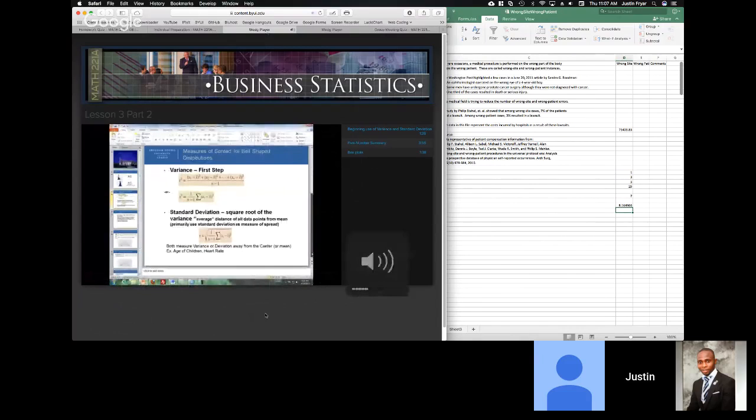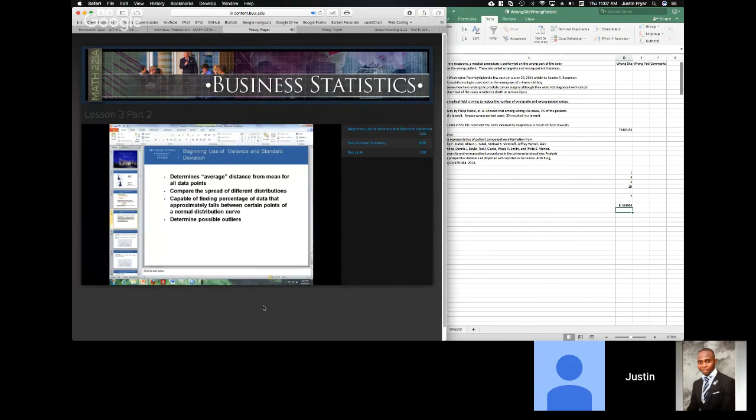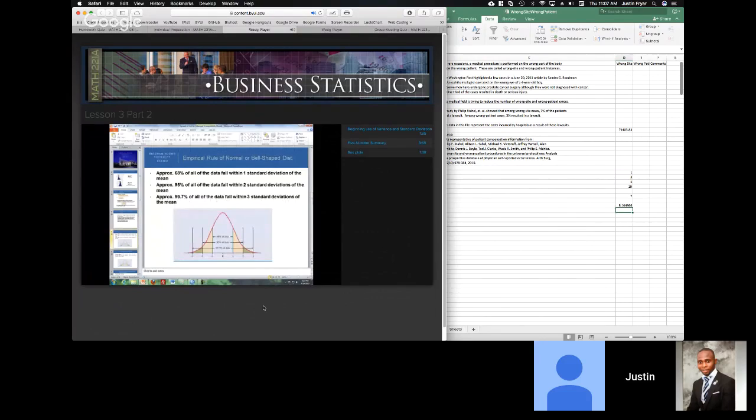So now what I'd like to do is talk about the uses of the variance and the standard deviation. It determines the, quote unquote, average distance. It's not exactly the way we think of an average, the average distance from the mean from all the data points. It compares the spread of different distributions. It's capable of finding the percentage of data that approximately falls between certain points of the normal distribution curve, and it determines the possible outliers. If we have a bell-shaped distribution, approximately 68% of all the data fall within 1 standard deviation from the mean, approximately 95% fall within 2 standard deviations from the mean, and approximately 99.7% of all the data fall within 3 standard deviations from the mean.